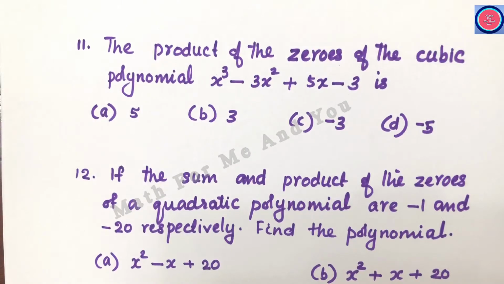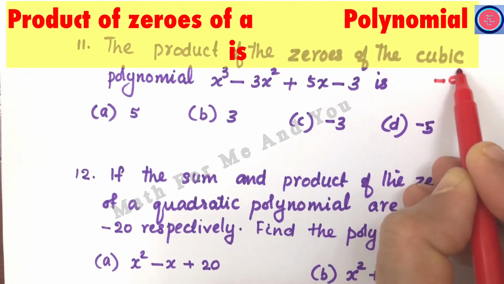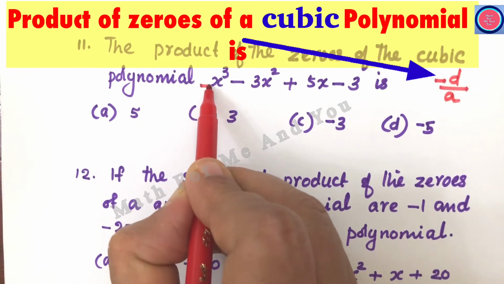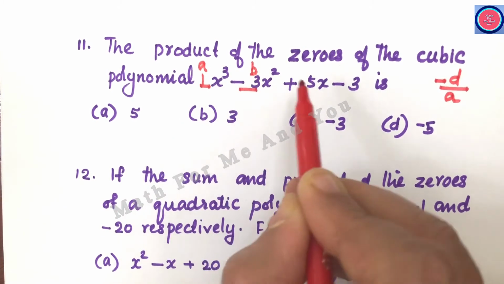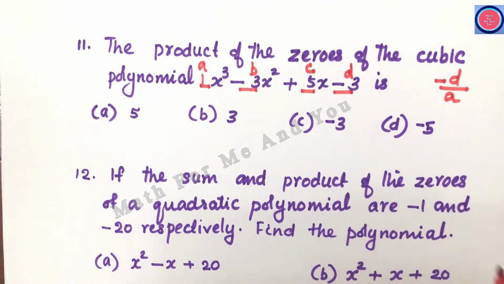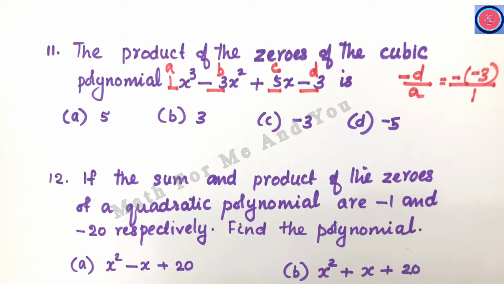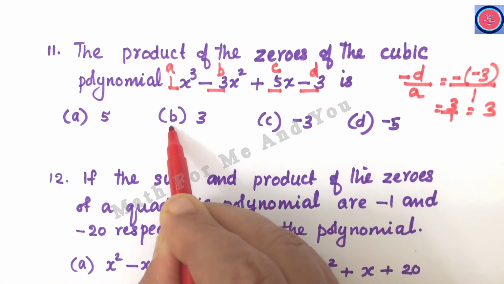11th question. The product of the zeros of the cubic polynomial x cube minus 3x square plus 5x minus 3 is. Here the relationship between the product and the coefficients is product is equal to minus d by a, where a is the coefficient of x cube, b is the coefficient of x square, c is the coefficient of x and d is the constant. Substitute the values we get minus of minus 3 divided by 1. Minus of minus 3 is positive 3. So the correct answer is option B. Option B, 3 is the correct answer.